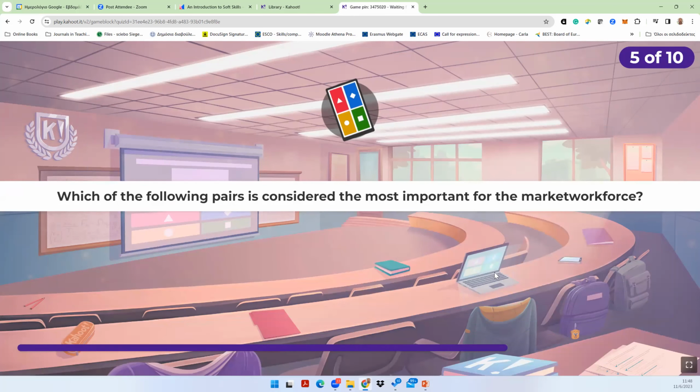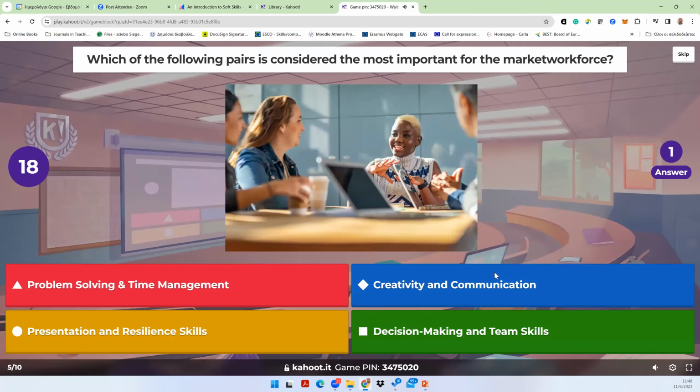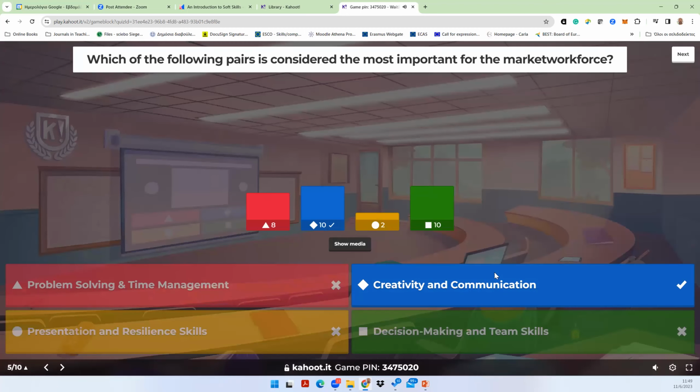Which of the following pairs is considered the most important for the market workforce? Remember, we presented the top soft skills according to the market. Creativity and communication. I mean, here we can have a debate because all of them are important. But according to a McKinsey report about jobs of 2030, creativity and communication are very important. Why? Because creativity prolongs and makes you very important for the future of the company. And also, you should convince other people to use this technology. So creativity and communication is something that addresses both of the stakeholders.